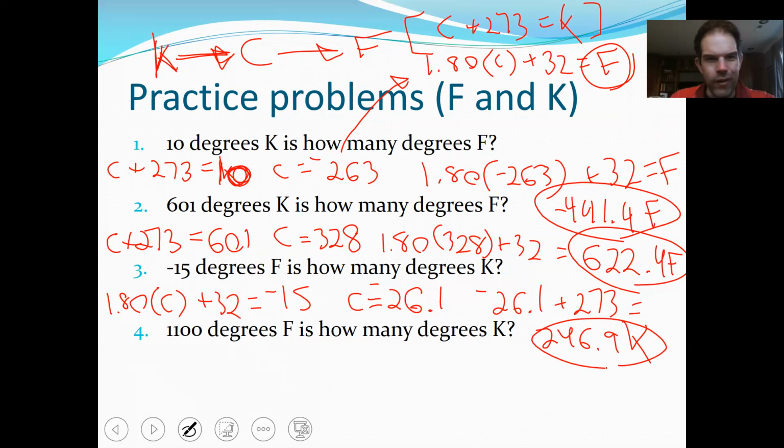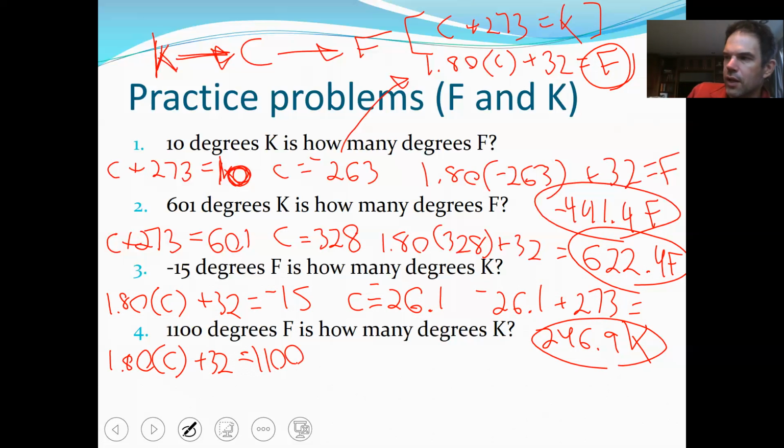Ugh. One more, right? I want you to pause it and try this last one yourself, and then we'll be done for the day. Okay. No homework beyond these notes. Okay. So starting off here again, it gives us degrees in Fahrenheit. So it looks like 1.8 times C plus 32 is equal to 1100 right there.